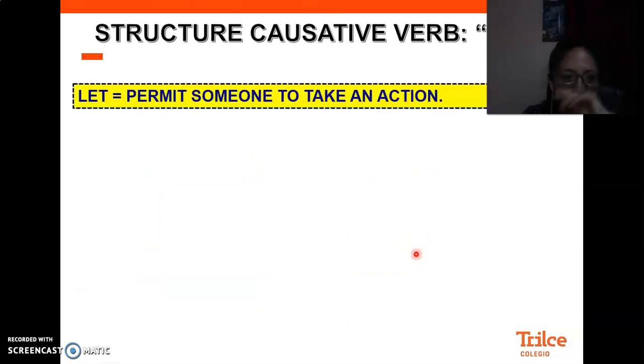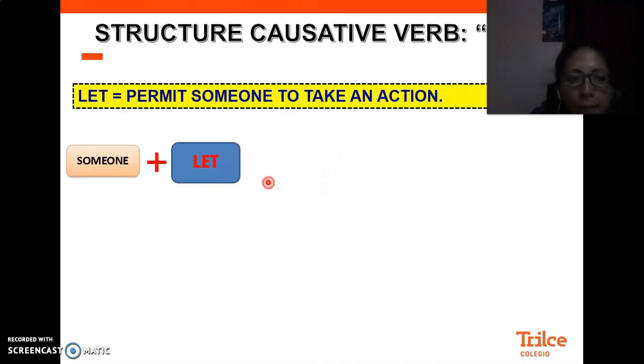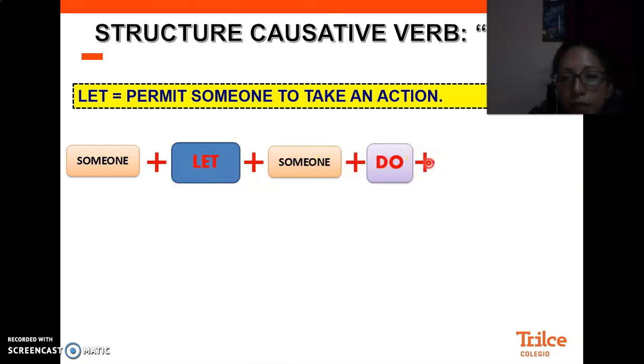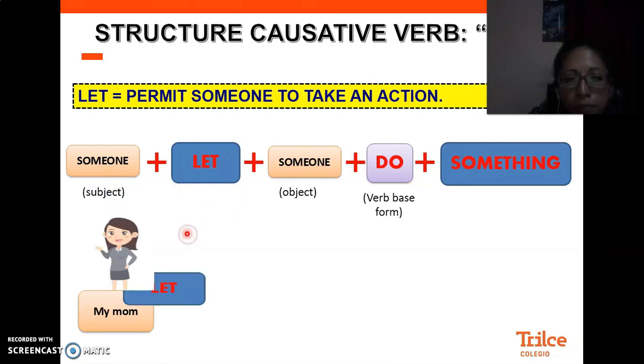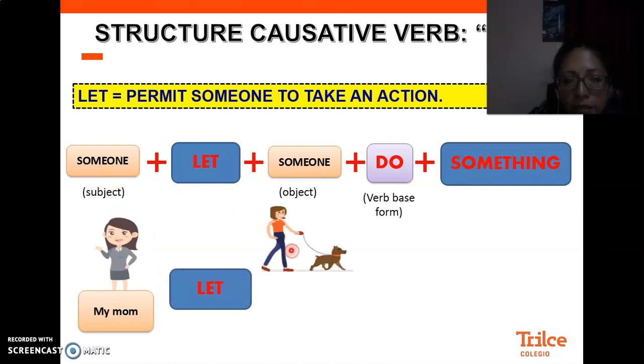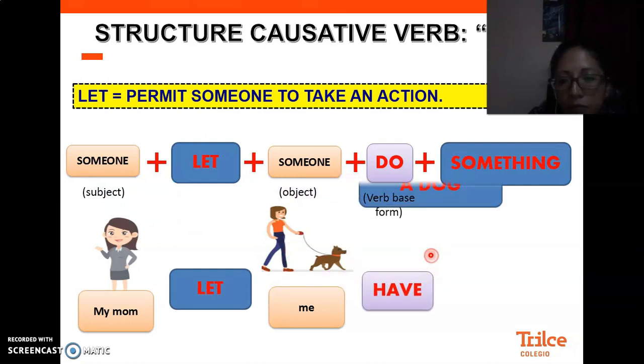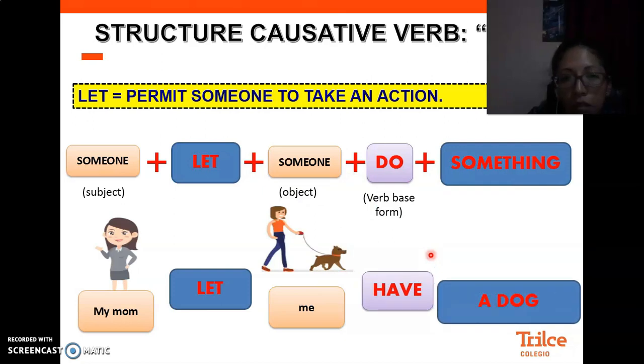Another sample. The subject plus the causative verb let, which means to give permission to someone to do something. The object, the verb in base form, something. My mom let me have a dog.